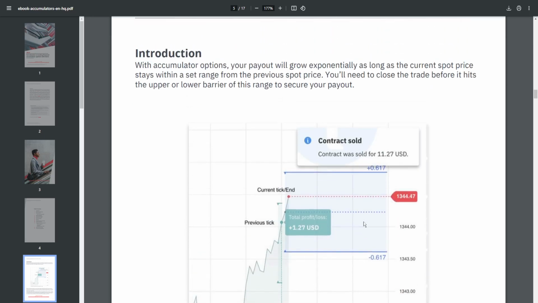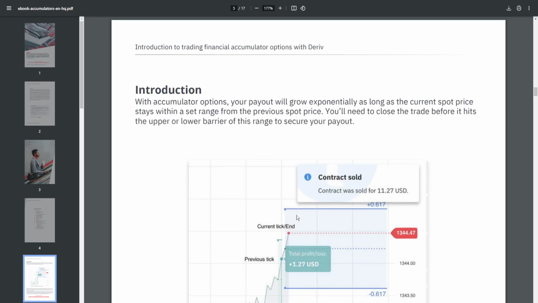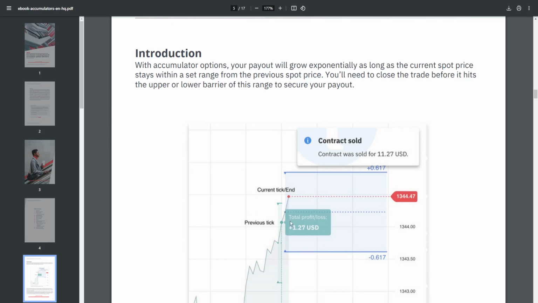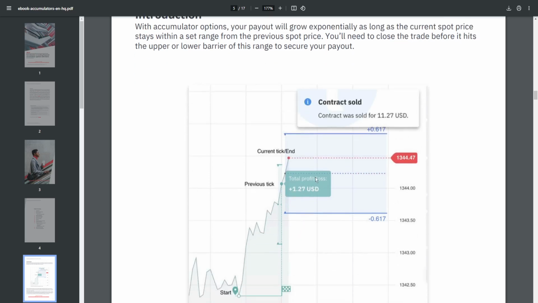As you see, this is a contract that has been sold, okay? For you to experience a profit, you need to close it before it hits the upper or lower barrier, all right? And your payout will grow as long as the current spot price stays within a range from the previous spot price. So you must close before it hits the barriers, all right? So it should not hit any of the barriers. And as you can see, here's the example. If it hits this barrier, you're out. If it hits this barrier, you are out, okay?